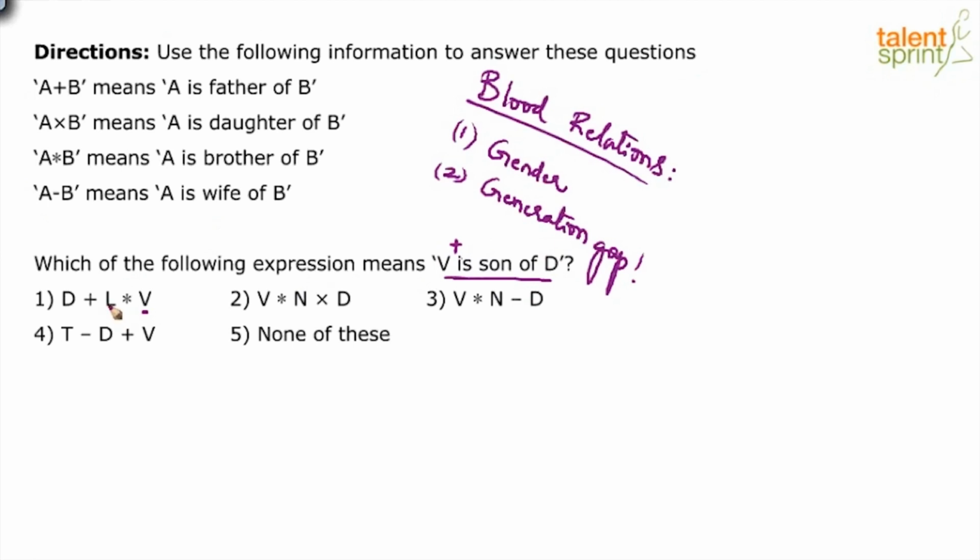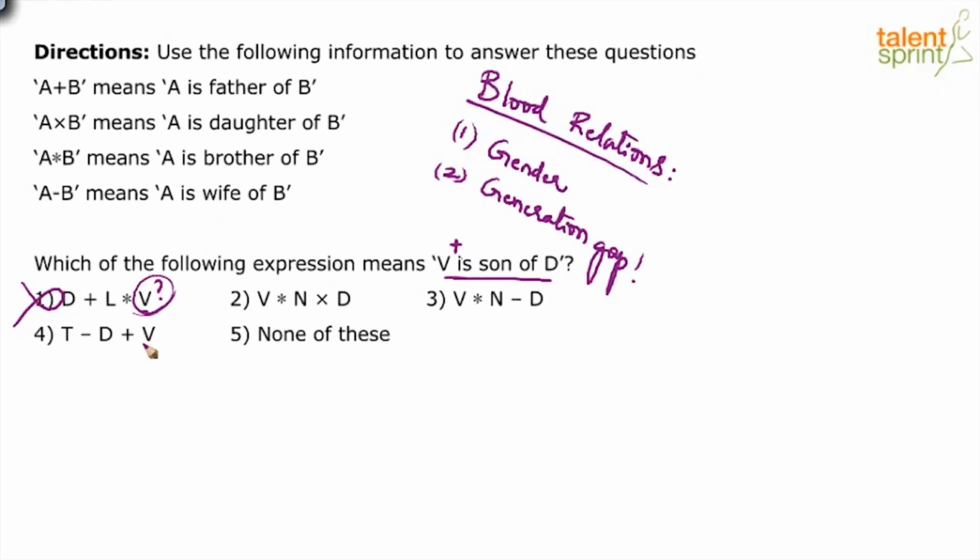Now look at this. L star V. Star means what? Brother. So L is the brother of V. What is the gender of V? L is the brother of V, but is V the brother? Is V the brother or sister? Not known to us. So when you do not know about the gender of V, how can option 1 be correct? Option 1 is eliminated. You don't have to draw the family tree here. Are you able to follow?